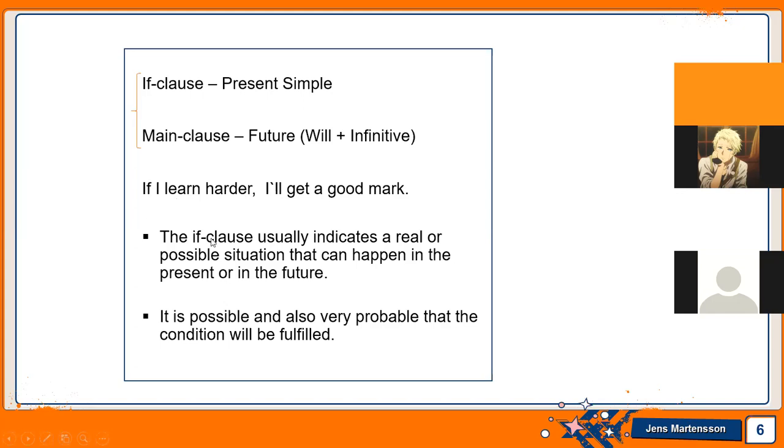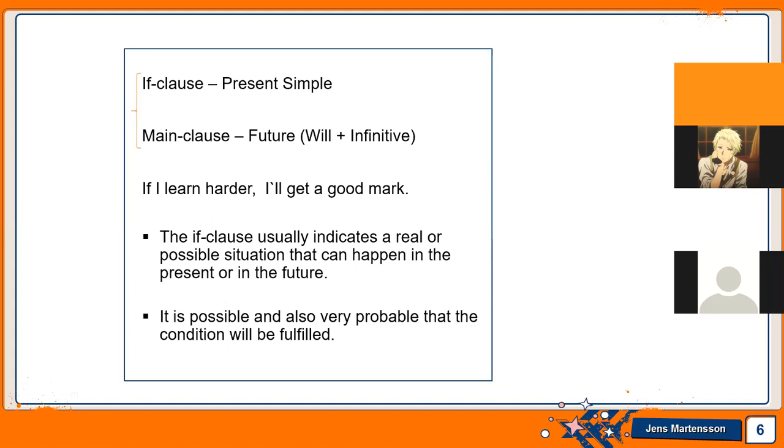Okay, here the if clause usually indicates a real or possible situation that can happen in the present or in the future. What is the function? When we are using conditional sentence type 1, for what purpose? What is the function of conditional sentence type 1? Yeah, it is to indicate a real or possible situation that can happen in the present or in the future, to express possibility or probability in the future, that something is possible to happen in the future. That is the function of conditional sentence type 1.